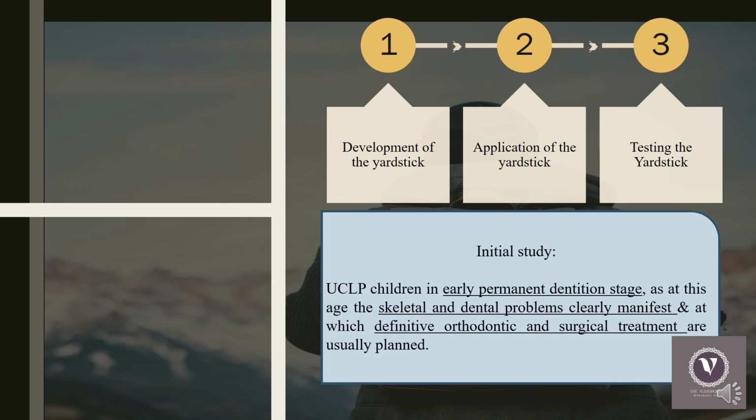So, we are going to study this yardstick under 3 stages. The first is development, second is its application, and third is its testing. In the initial study, children with unilateral clefts of the lip and the palate were included, all of which belong to the early permanent dentition stage. At this stage, the skeletal and dental problems clearly manifest, and the definitive orthodontic and surgical treatment are usually planned.